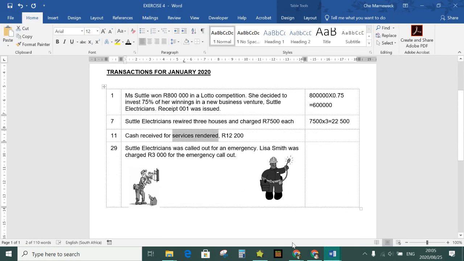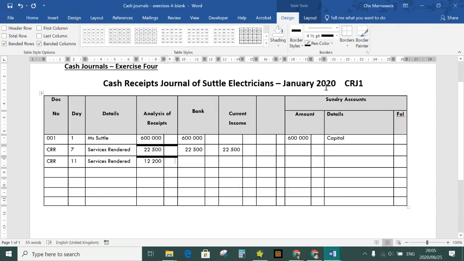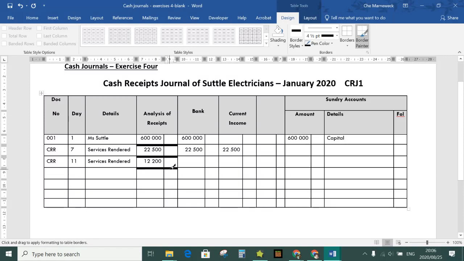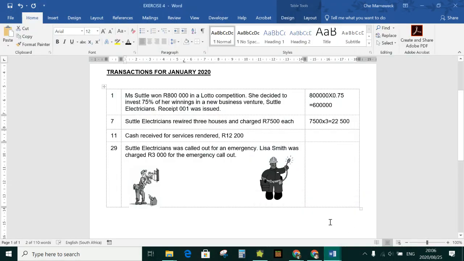Do we receive any more money on day 11 in this exercise? No, we don't. So we're going to get out our ruler and our pen and we can underline analysis of receipts. At the end of that day, we deposit the total amount that we received on day 11 into our bank account. What do we call services rendered in accounting? Current income.